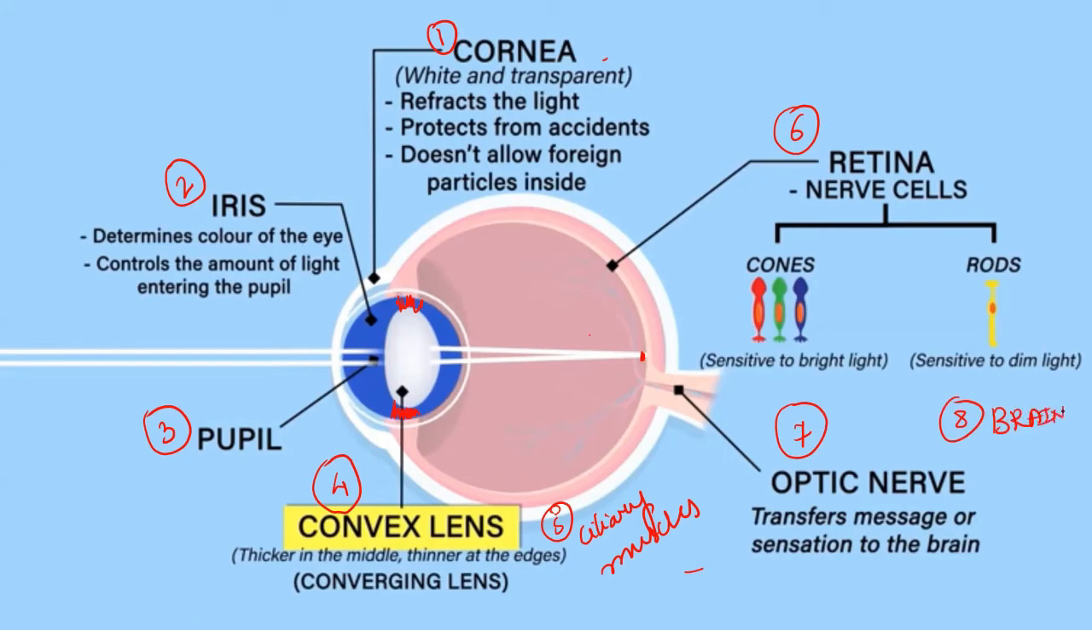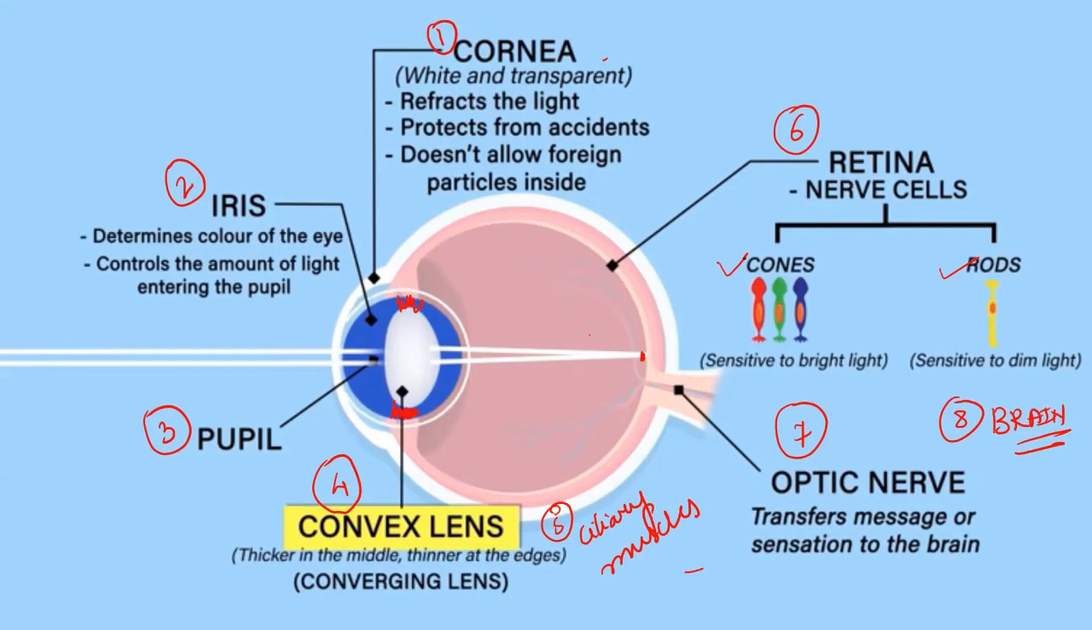Now, which are the 2 types of light sensitive cells? Rods and cones. What are rods? Rods are sensitive to dim light. Cones are sensitive to bright light. Hence, color differentiation will be there. Because of the presence of cone cells, we are able to differentiate between different colors. Okay, rods cannot differentiate between different colors.